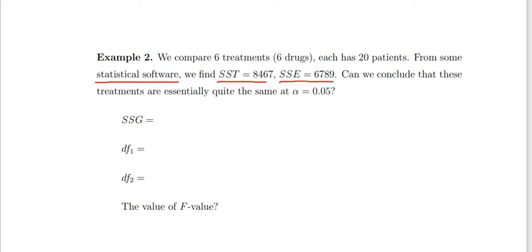Then, based on this, I will ask you to find the F value and make a decision. So let's check this problem. At first, the SSG. If we know SST and SSE, then SSG equals SST minus SSE, right? This is ANOVA: SST equals SSG plus SSE. So here this is easy, right?